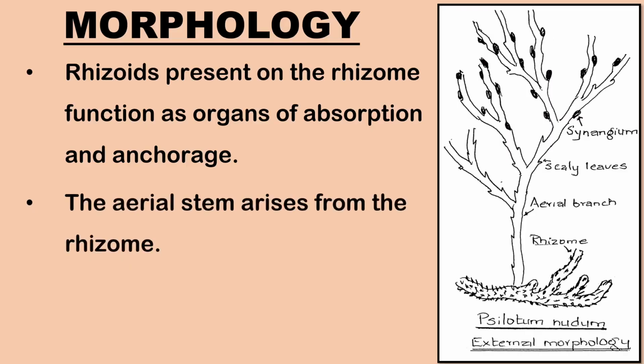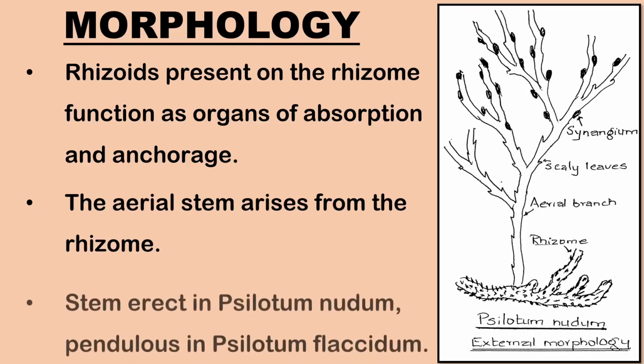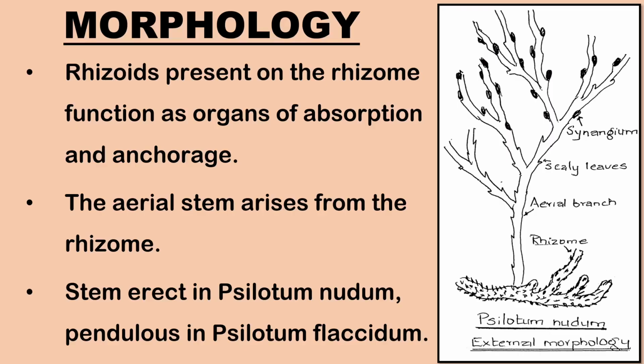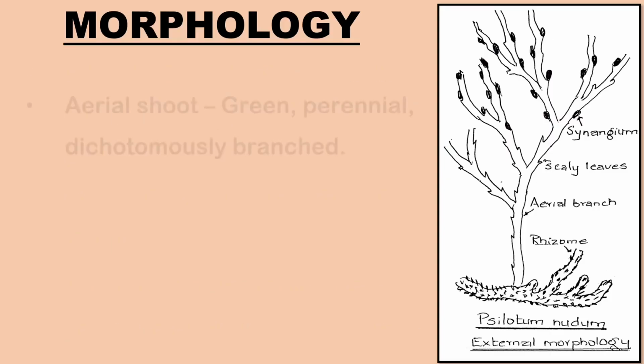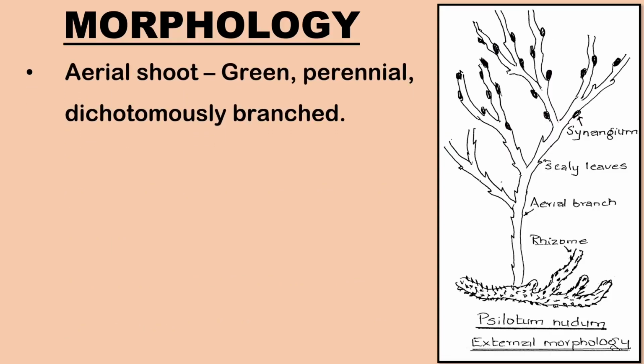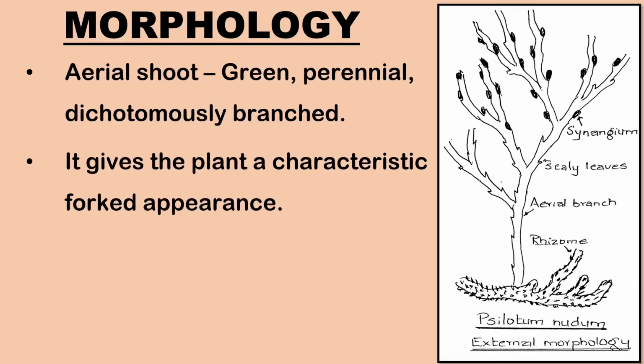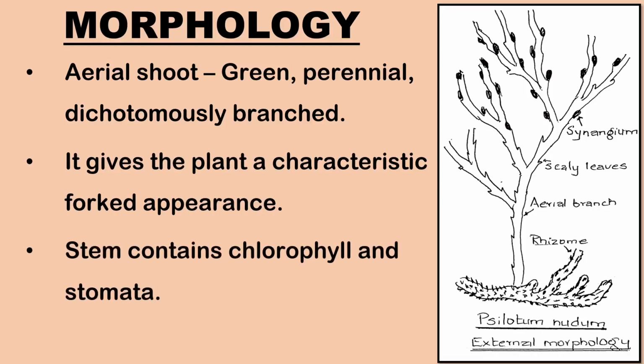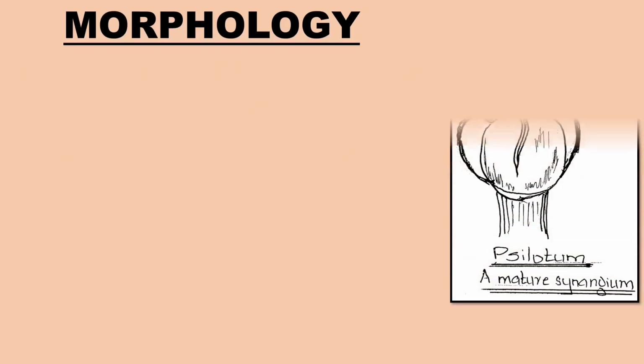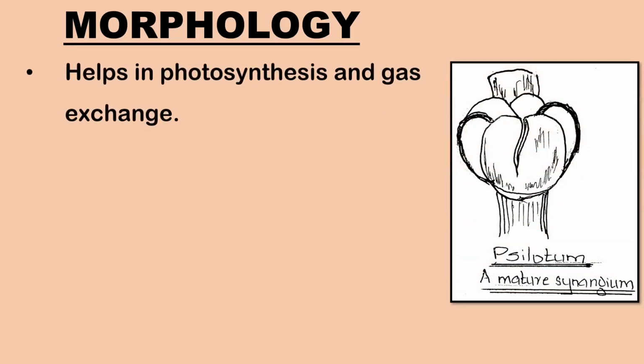The aerial stem arises from the rhizome. It may be erect as seen in Psilotum nudum, or it may be pendulous as found in Psilotum flaccidum. The aerial shoots of Psilotum are green, perennial, and dichotomously branched. It gives the plant its characteristic forked appearance. As the stem contains chlorophyll and stomata, it performs photosynthesis and facilitates gas exchange.